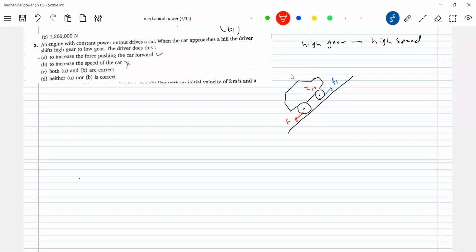But you are not showing the force. Definitely, if you are climbing up the hill at low gear, you can see that F1 will be greater than F2. And when you're moving on a normal road, the difference F1 minus F2 will be less compared to when it's climbing uphill at low gear.